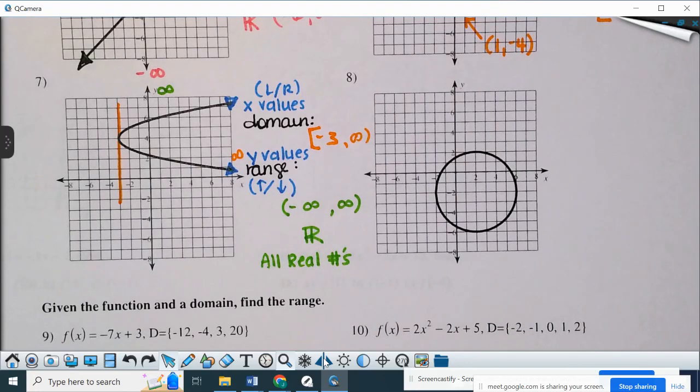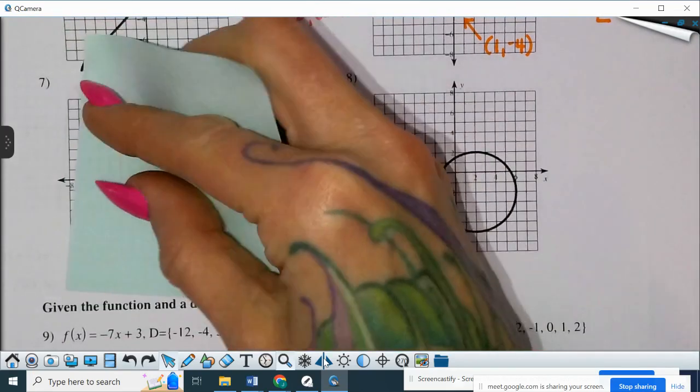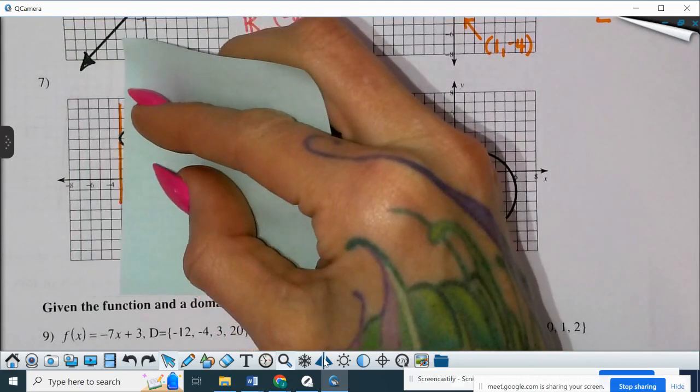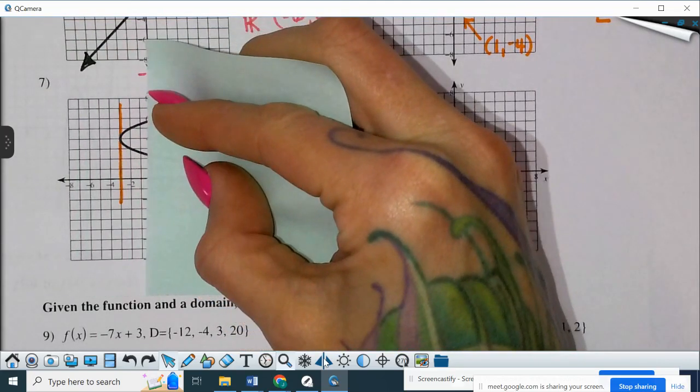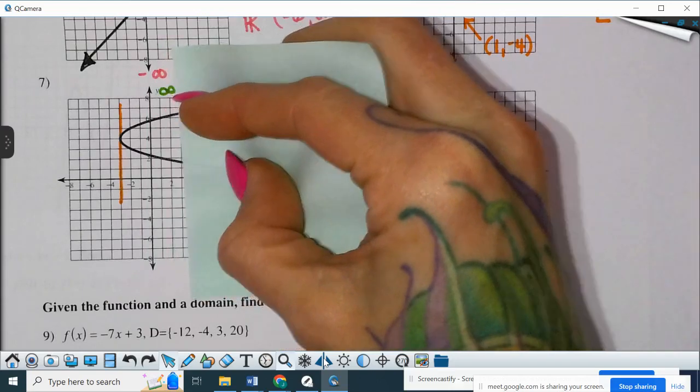How about number 7? Is that a function? Does it pass the vertical line test? Number 7. So I'm going this way. Boop, boop, boop, boop, boop. Oh, uh-oh. It touches twice, so this is not a function either. So number 7 is not a function either.